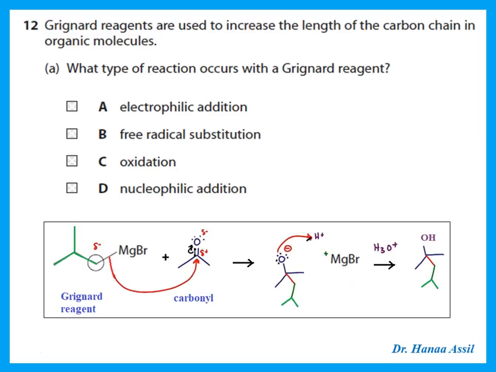So this would attack the carbonyl of a ketone, for example, to form an alcohol in the end, and that attaches new chains or new carbon atoms to the carbonyl group. So this is an example of a nucleophilic addition. Please remember the Grignard reagent and how it works.